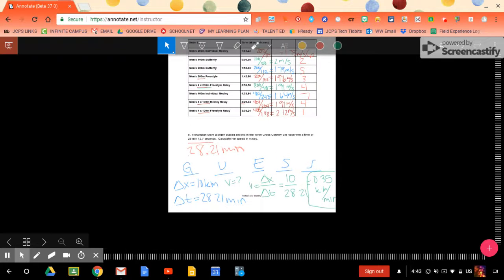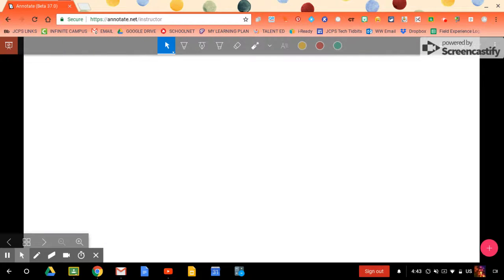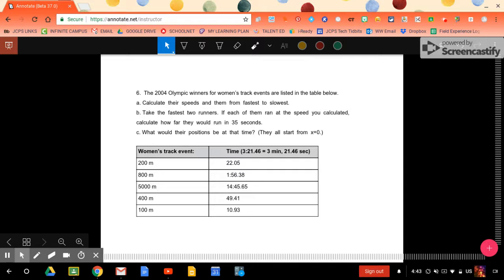Okay, so we are finished with that page. Let's go on to the next page. This one is, again, another lengthy one. This is our last page on this one, though. This is similar to the Olympic one we did first.